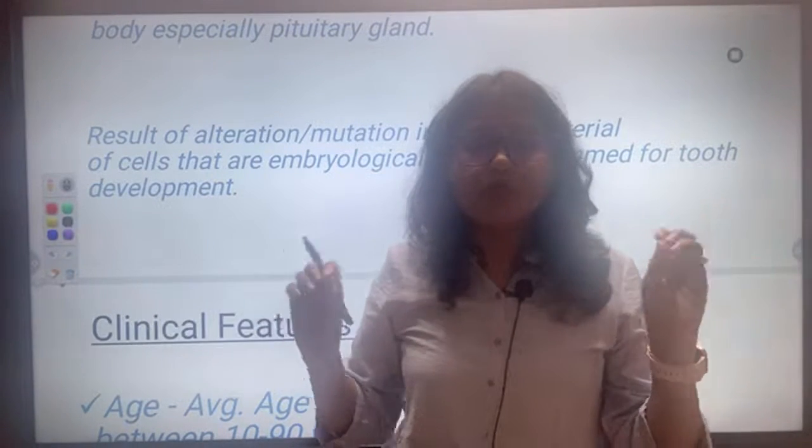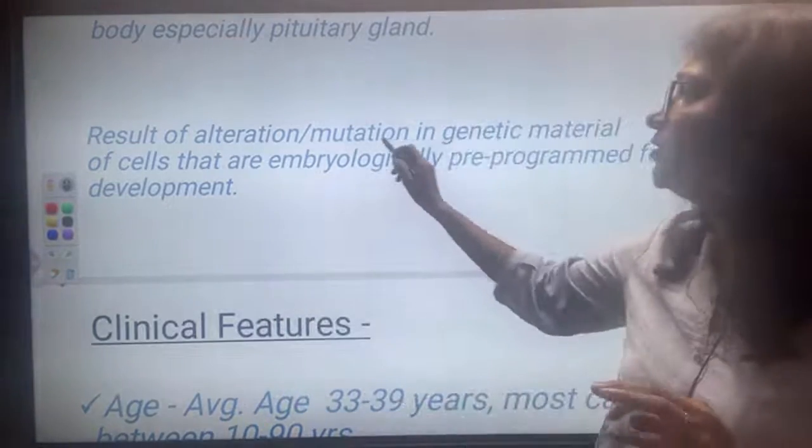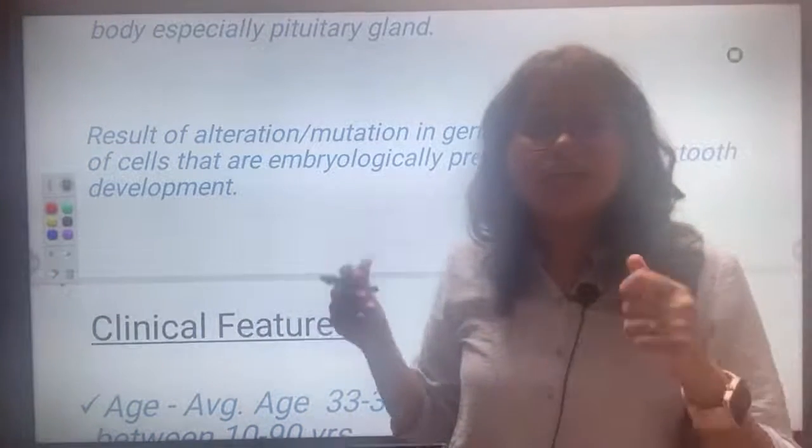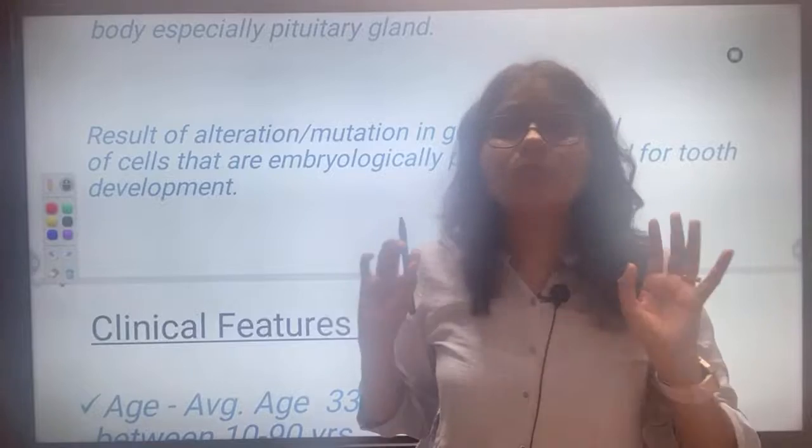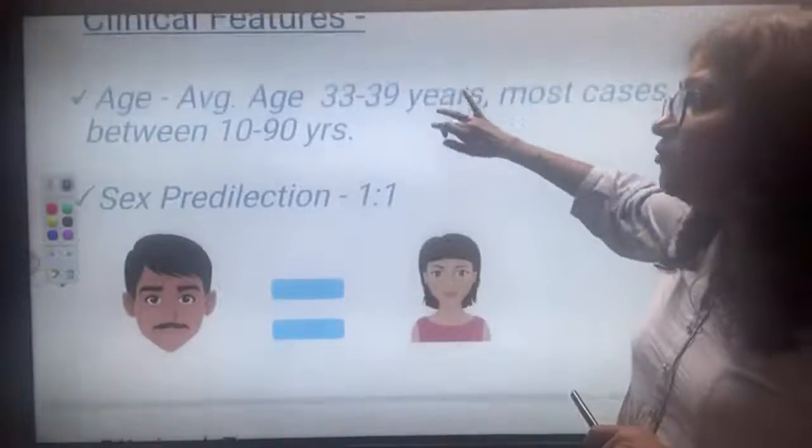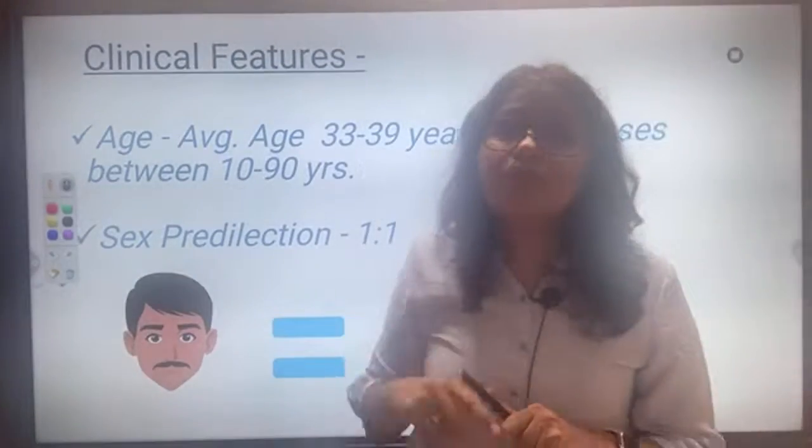Some kind of problem, mutation, right? Anything. So the result is an alteration or mutation in the genetic material of the cells that are destined to form a tooth. Okay. Now next is clinical features, right?